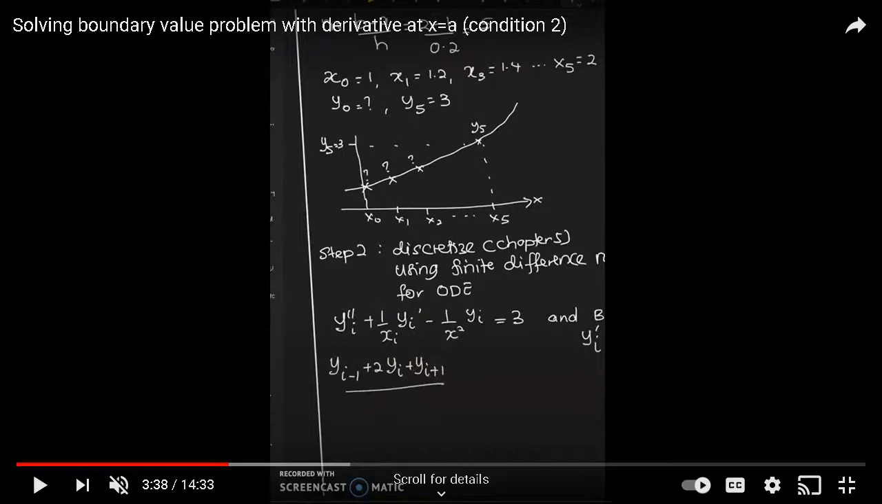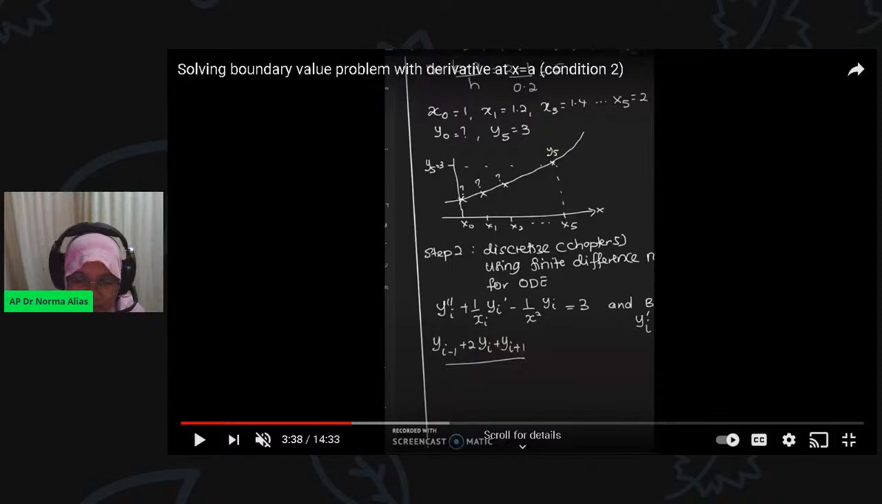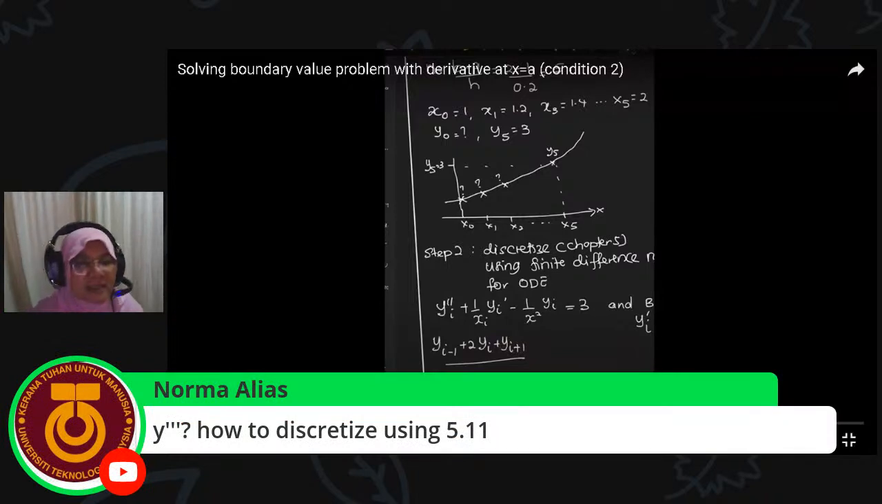So I stop sharing here because I'm worried. You need to know how to discretize y prime prime using formula 5.11. The second question is how to discretize y prime using 5.8. You go to chapter 5 and you need to discretize using 5.8. So this is my question.